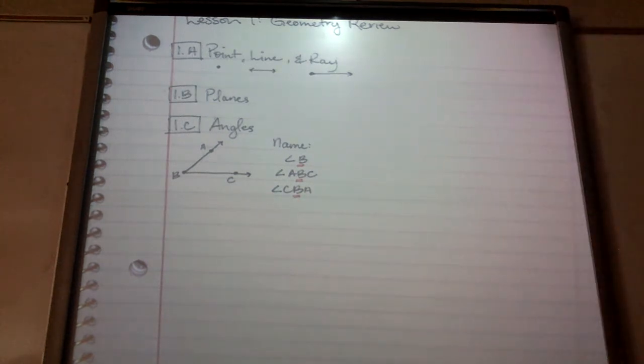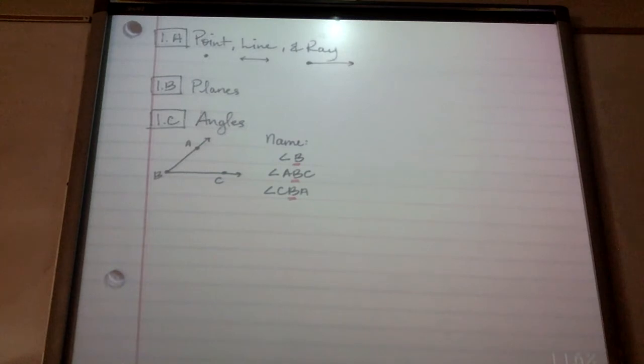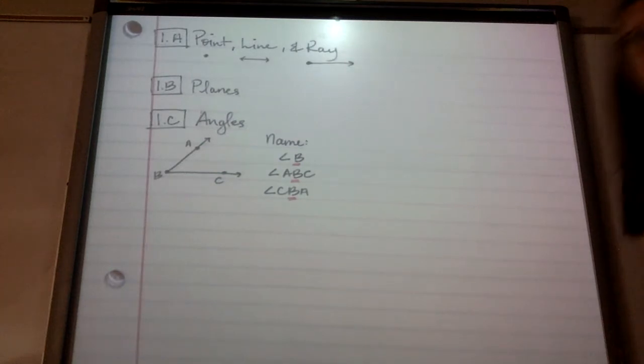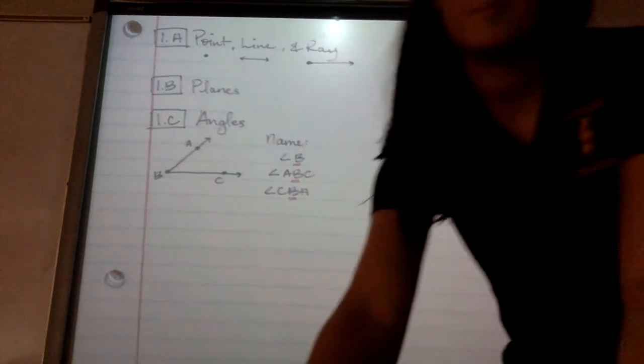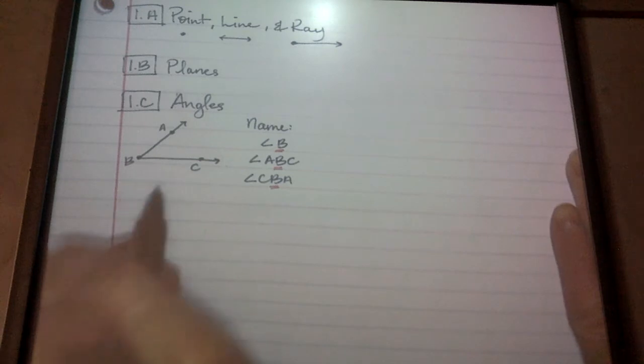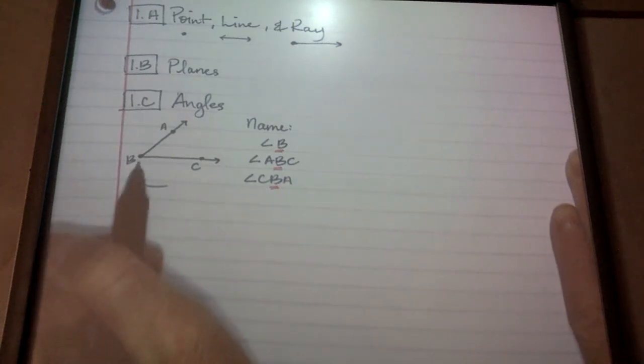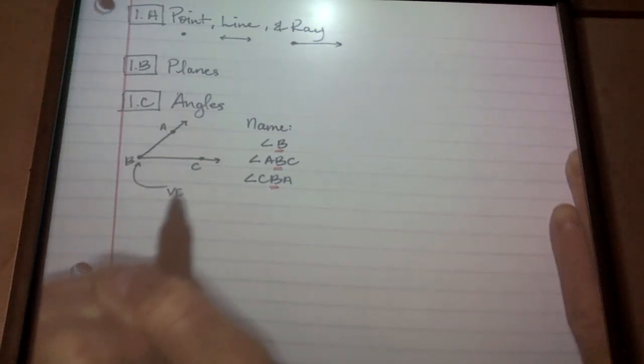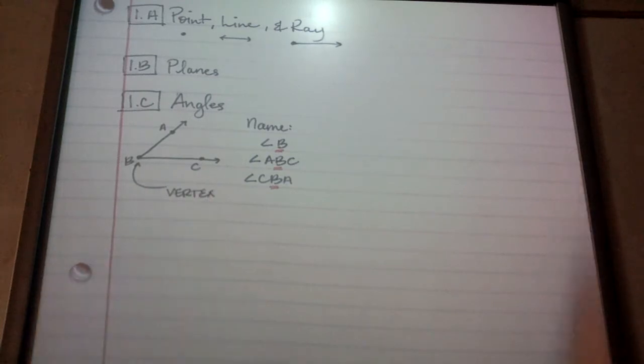And I can zoom in. I want to make sure this translates well to the computer screen. And if I bring you closer, it's a little bit better. All right, another important thing to note is that B is also called the vertex. So our angles are named based on the letter that corresponds to the vertex.